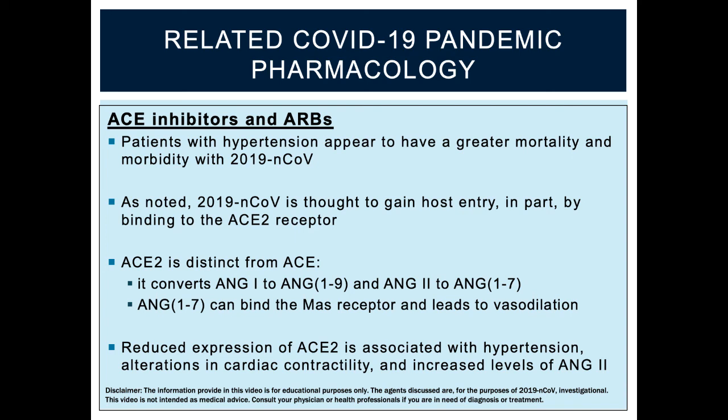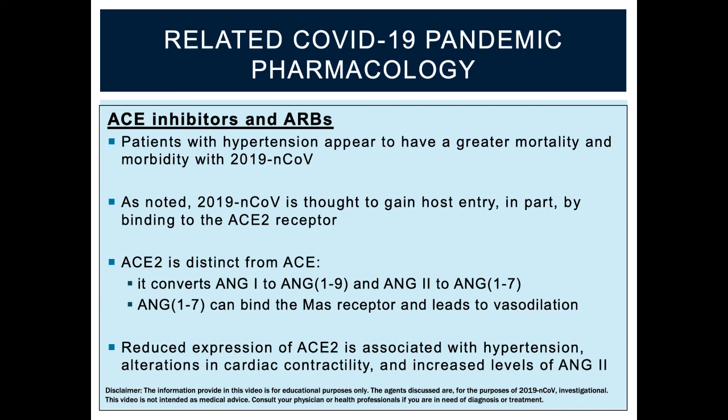ACE2 converts angiotensin 1 to a 9 amino acid peptide fragment of angiotensin, and it also converts Ang2, or angiotensin 2, to a 7 amino acid peptide fragment of angiotensin. It seems that Ang2 is the preferred substrate for ACE2, and this 7 amino acid fragment that's generated can bind to what's known as the MAS receptor, and this leads to vasodilation, as opposed to vasoconstriction, which is driven by angiotensin 2. It's been noted that reduced expression of ACE2 is associated with hypertension, alterations in cardiac contractility, and increased levels of Ang2.